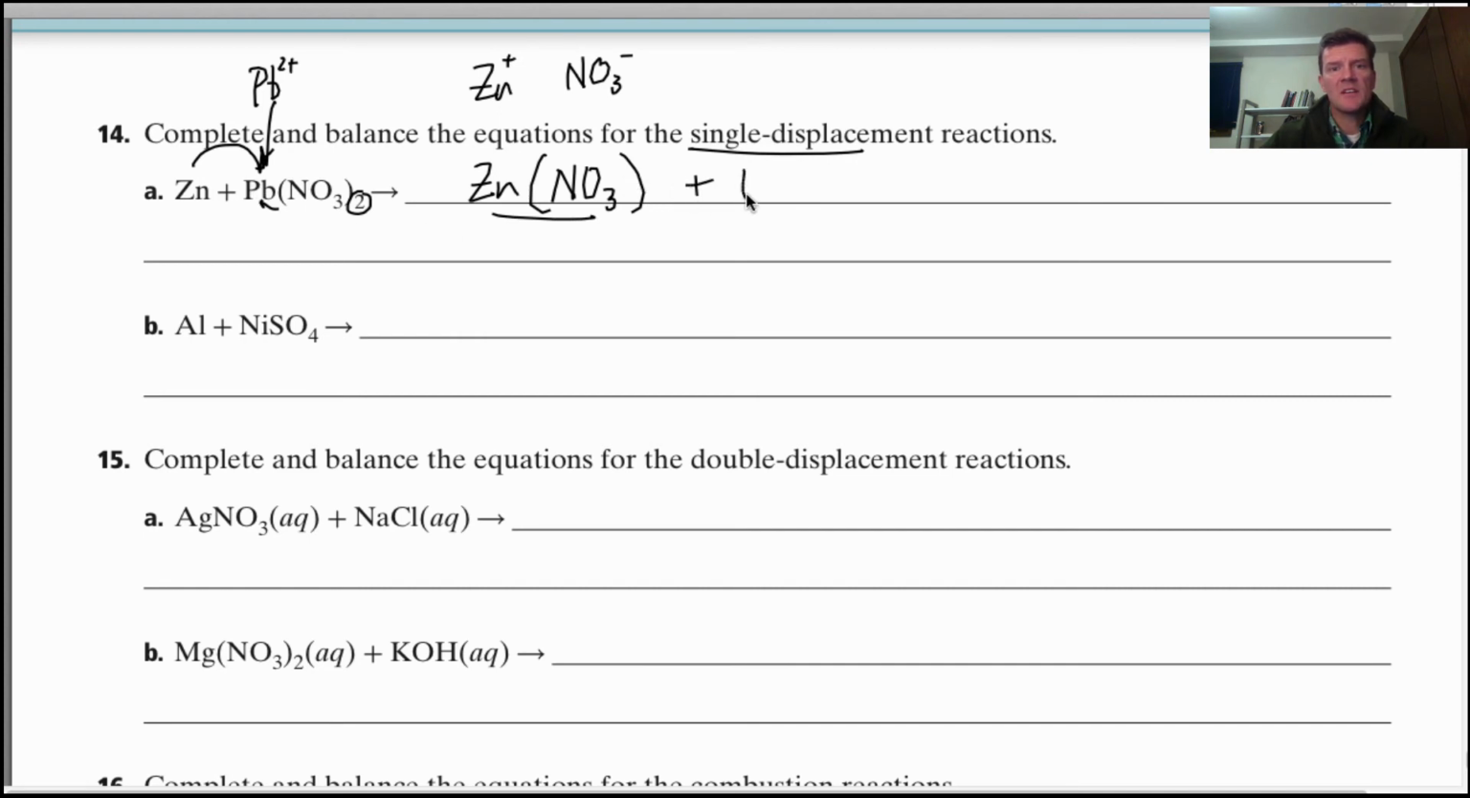Now what's going to be by itself? The lead gets kicked out and is all by itself. Now if I want to balance this, I have 2 nitrates, so I'm going to have 2 over here, and I'm going to have 2 zincs.